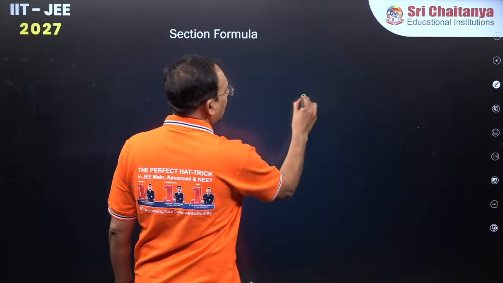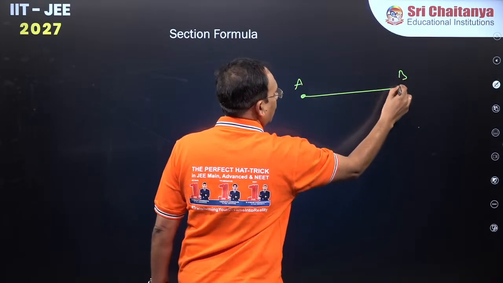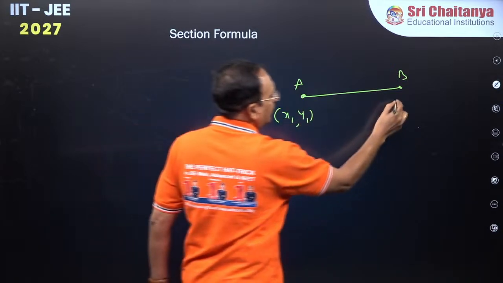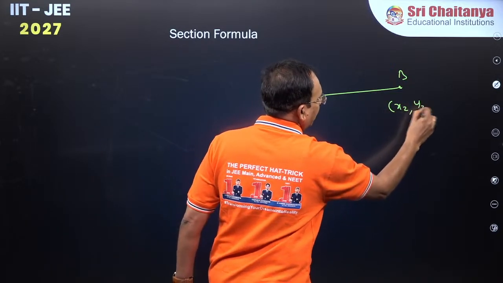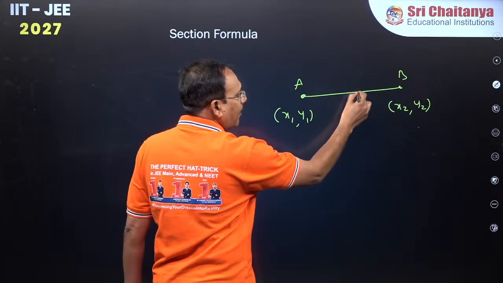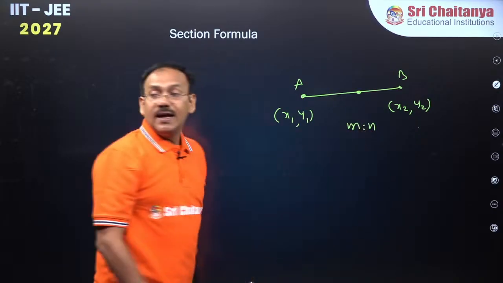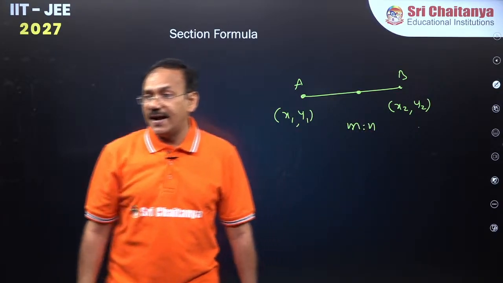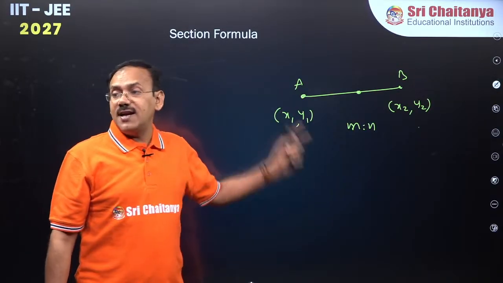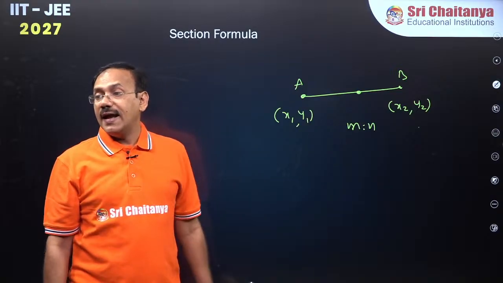suppose you are given a line segment AB where the point A is (x1, y1), point B is (x2, y2). Now I just want to find the point which divides AB in the ratio m:n internally. How to find the coordinates of the point which divides AB in the ratio m:n internally?